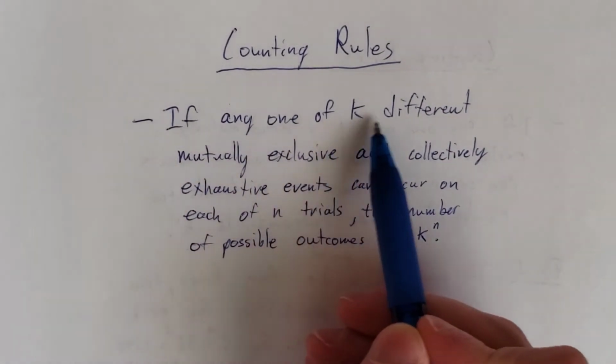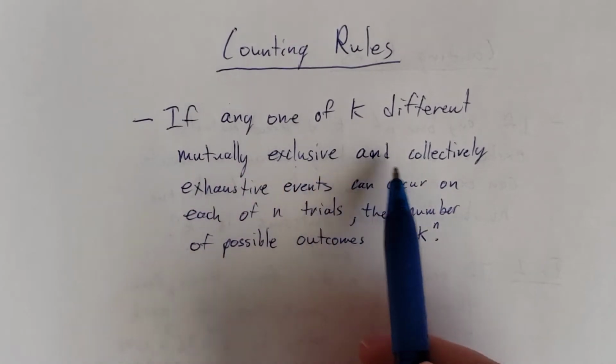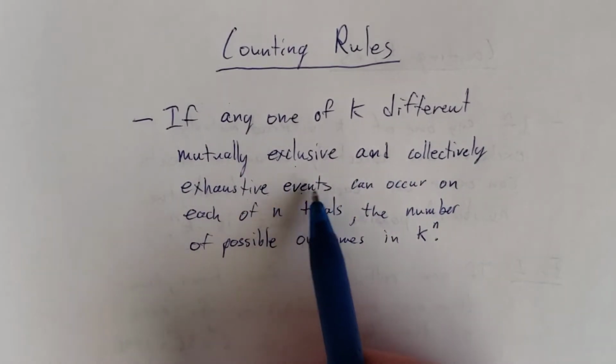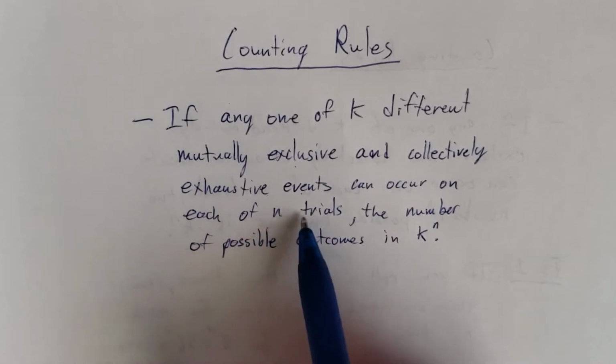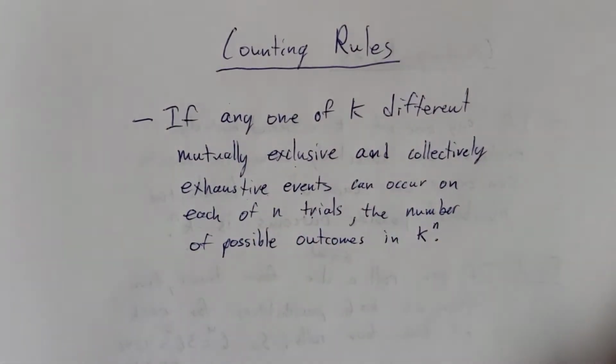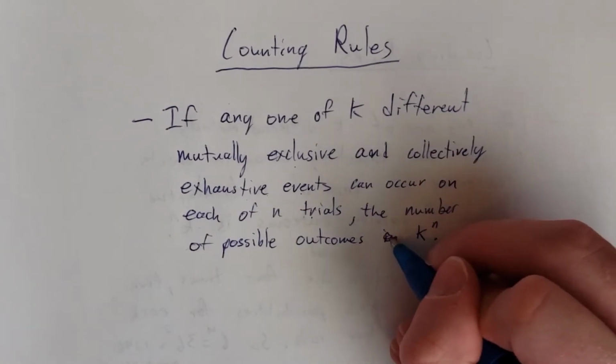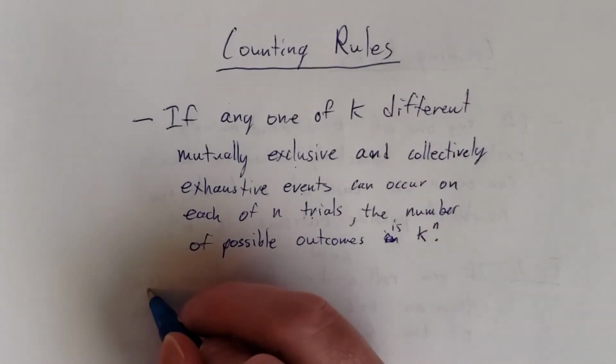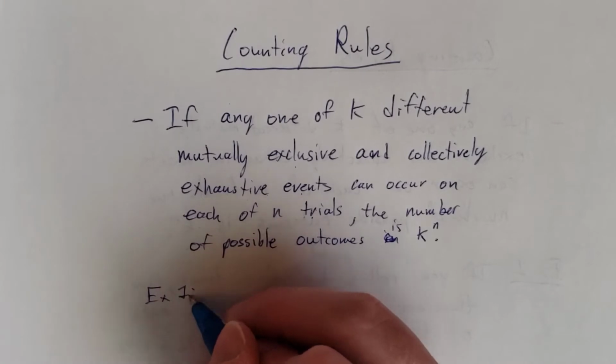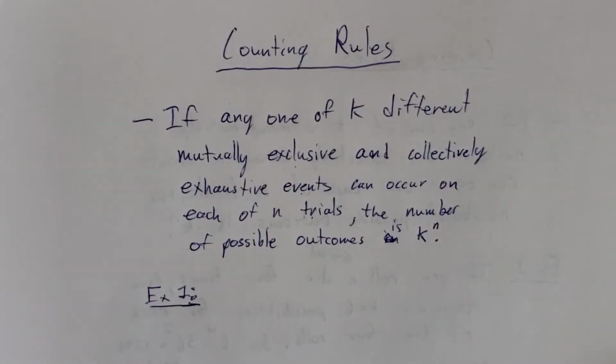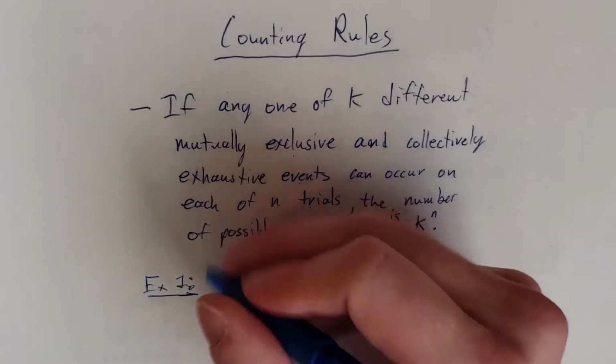If any one of k different mutually exclusive and collectively exhaustive events can occur on each of n trials, the number of possible outcomes is k to the n. Let's take a look at an example that is not as complicated as it originally sounds, on what that actually means.